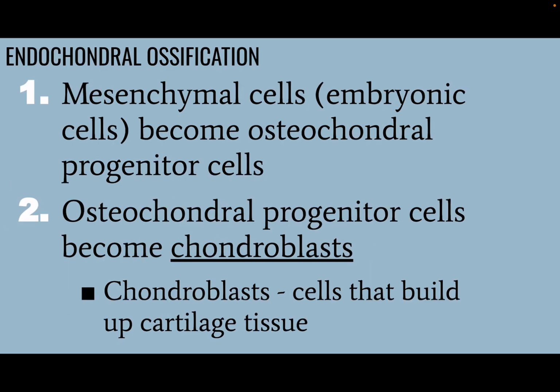So where does it start? So again, I got mesenchymal cells or embryonic stem cells. They become osteochondral progenitor cells. It all starts there. And then those things become chondroblasts. So blast is building, chondro, that's cartilage. So we're just going to build cartilage. We're making our cartilage model.